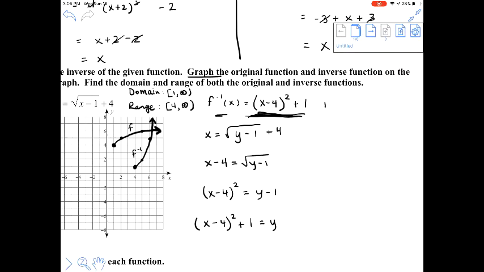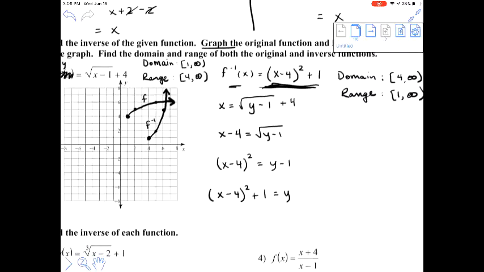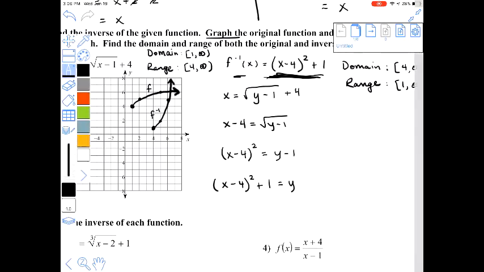And then the domain of the inverse would have been the range here. So the domain is from 4 to infinity. And then the range of the inverse is the same as the domain of the original function, which is 1 to infinity. So I think we got everything answered there that needed to be answered.